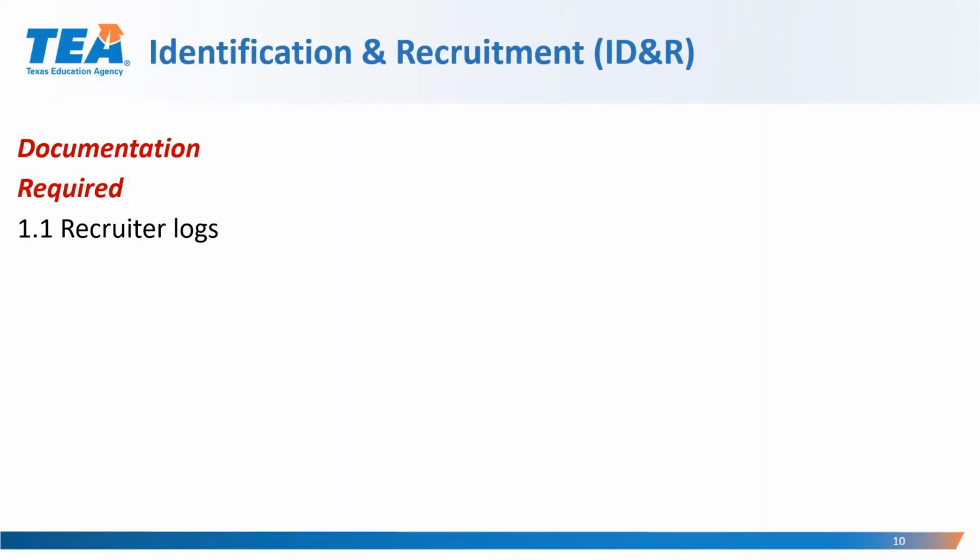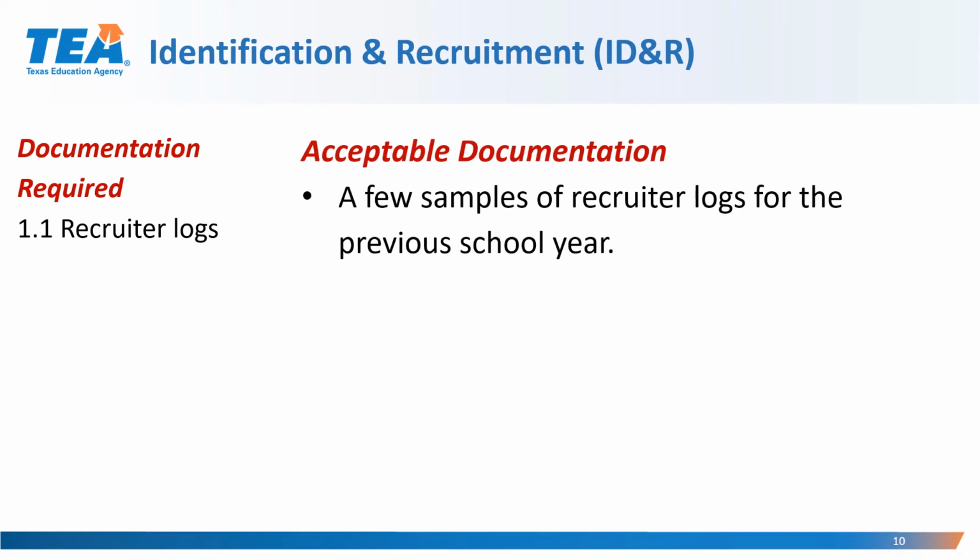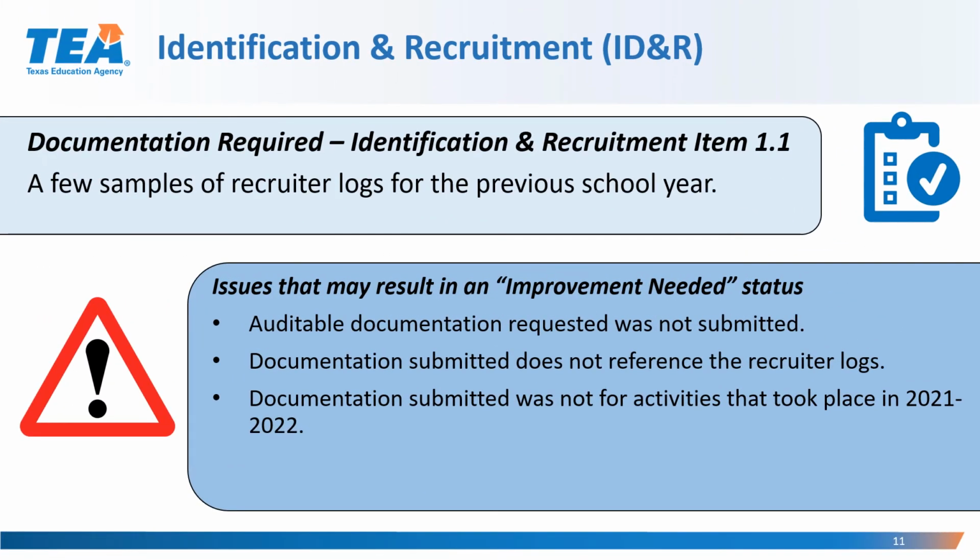ID&R 1.1. The documentation requirement for this is recruiter logs. Acceptable documentation: a few samples of recruiter logs for the previous school year. Again, for item 1.1, the acceptable documentation is a few samples of the recruiter logs for the previous school year.